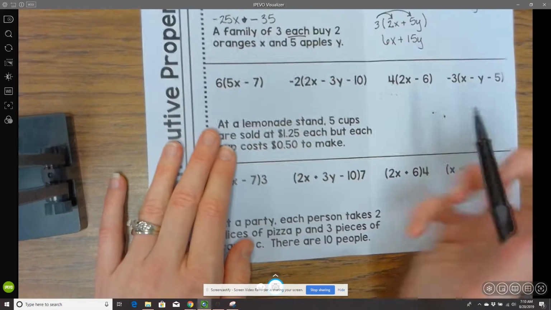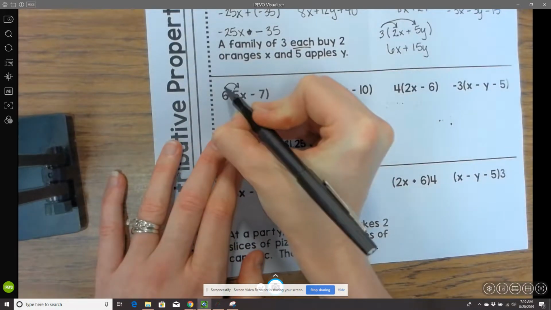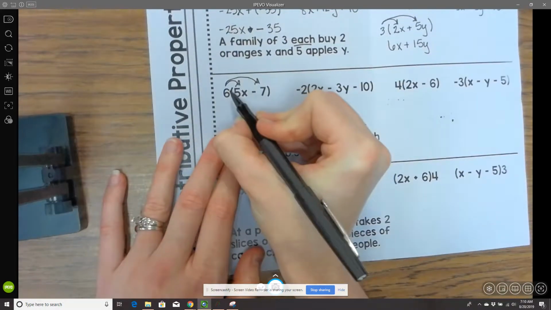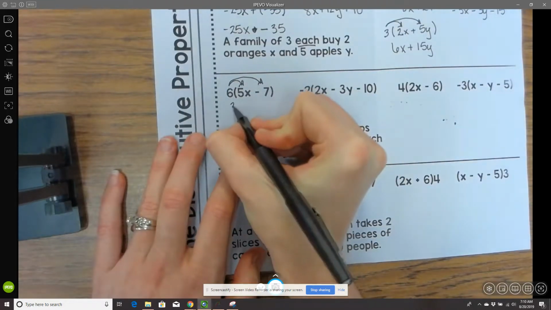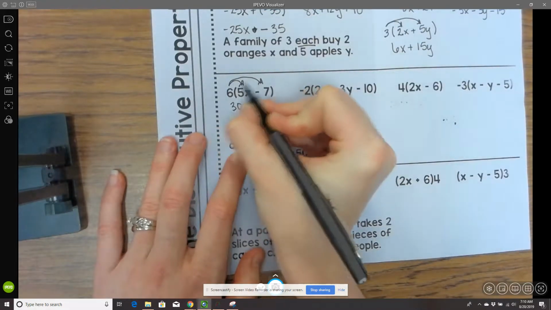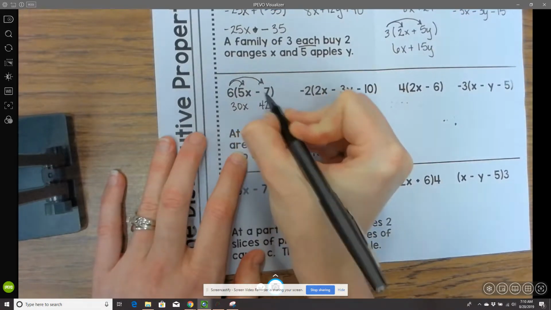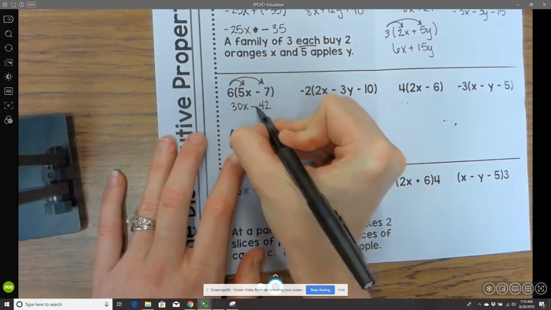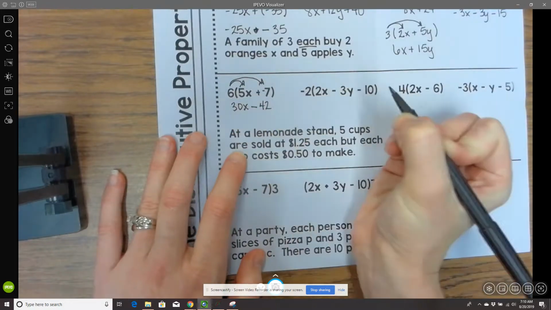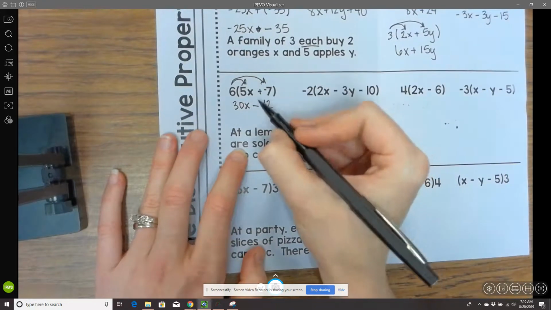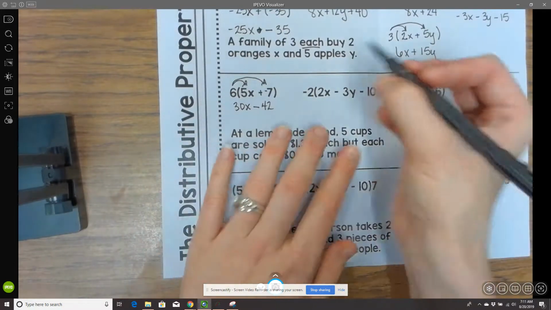So here we've got subtraction inside the parentheses now. We just follow the same process. So 6 times 5x is 30x. 6 times a 7 would give me a 42. But again, we've got this subtraction, so we can either add a line and change the sign and then change it back, or you can do it all at the same time.